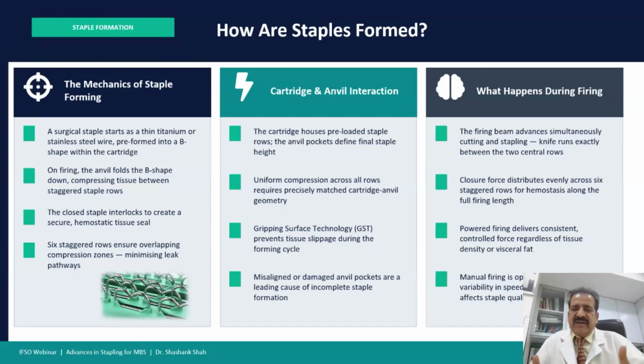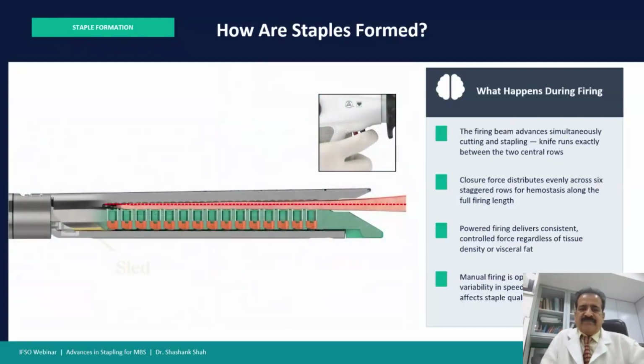Now, during firing, the beam advances simultaneously, cutting and stapling. So, three rows on either side, and there is uniform compression. Closure force distributes evenly across the staggered rows on either side. Powered firing definitely has a consistent, controlled, and uniform force without any movement, regardless of tissue density or visceral fat. So, no manual force is required, and it is better controlled.